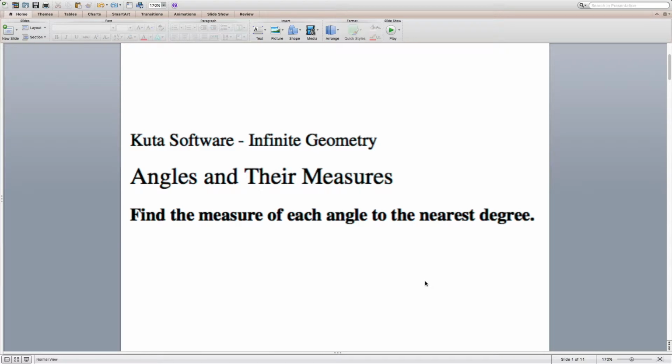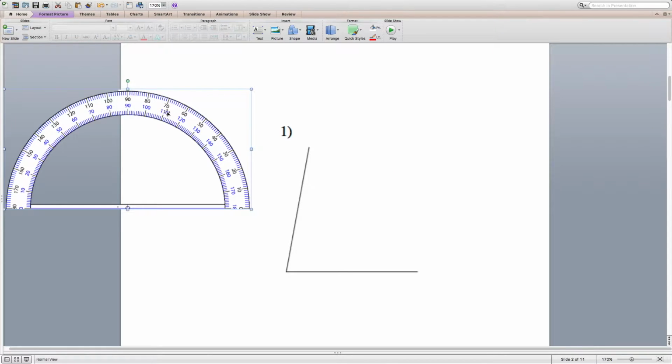In this video, we're going to start the Kuta Software Infinite Geometry worksheet, Angles and Their Measures. Our directions for the first half of this worksheet, numbers 1 through 10, which I'll do in this video, state: find the measure of each angle to the nearest degree. We're going to use a protractor for each problem in each of these slides.